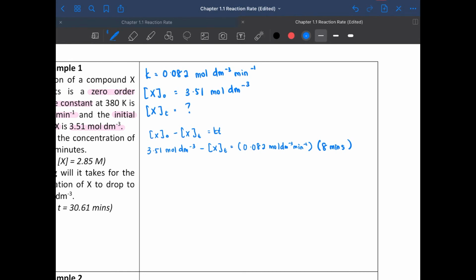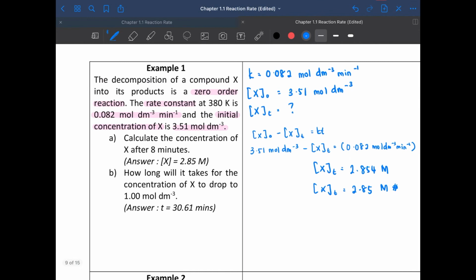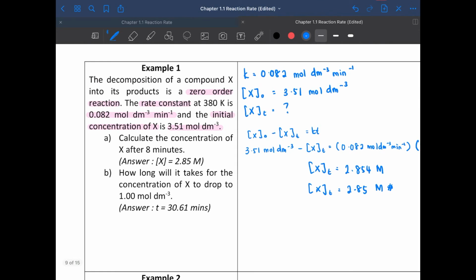Now solve this one, the concentration of X after 8 minutes. I get 2.854 molar, or if you want to leave your answer as 2.85 molar, that also can. So that is for A.